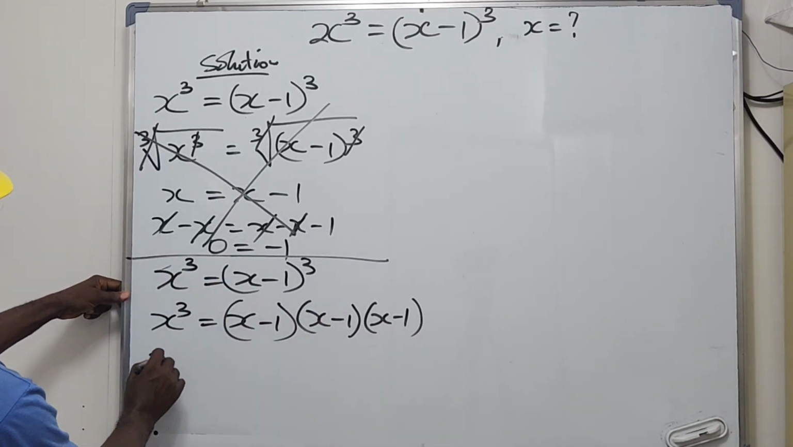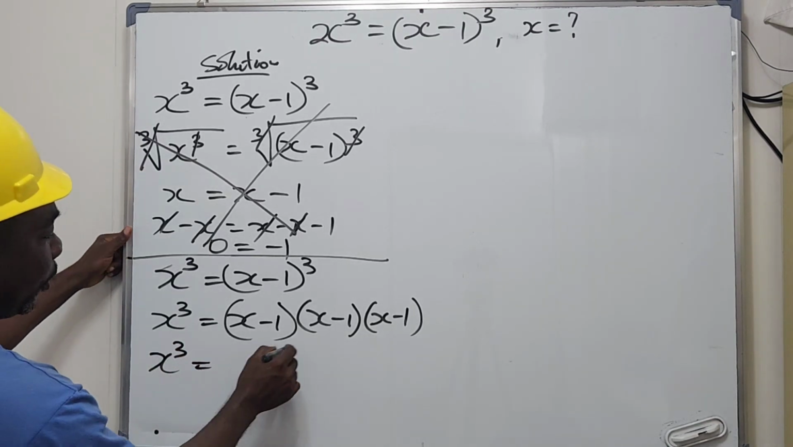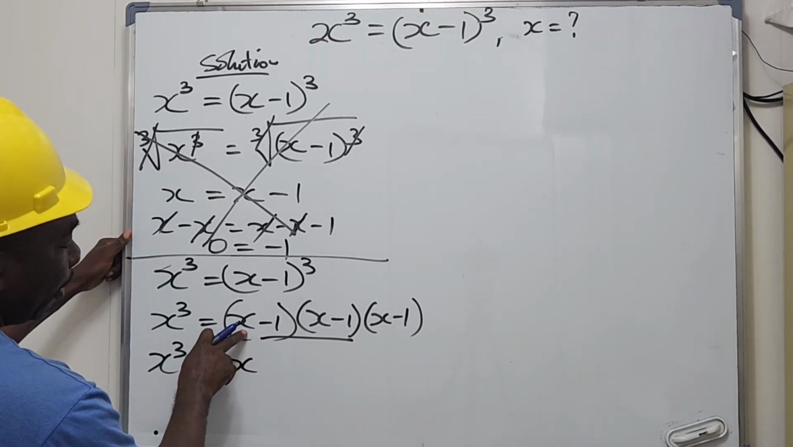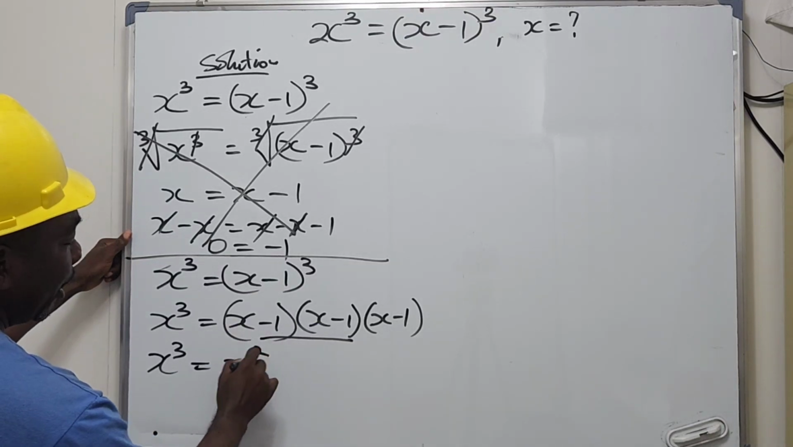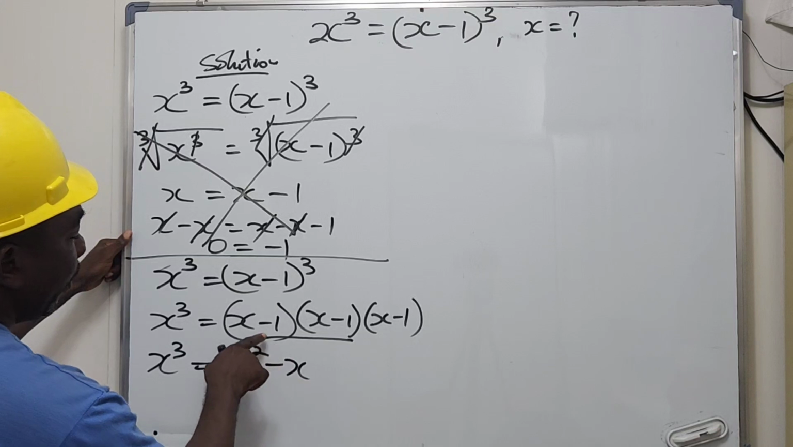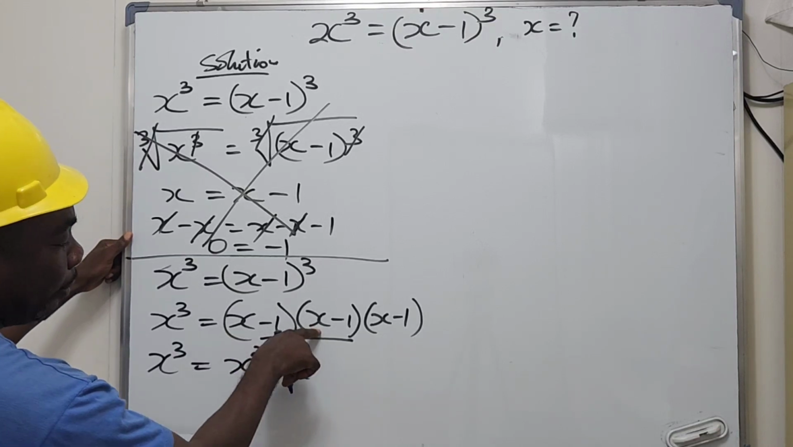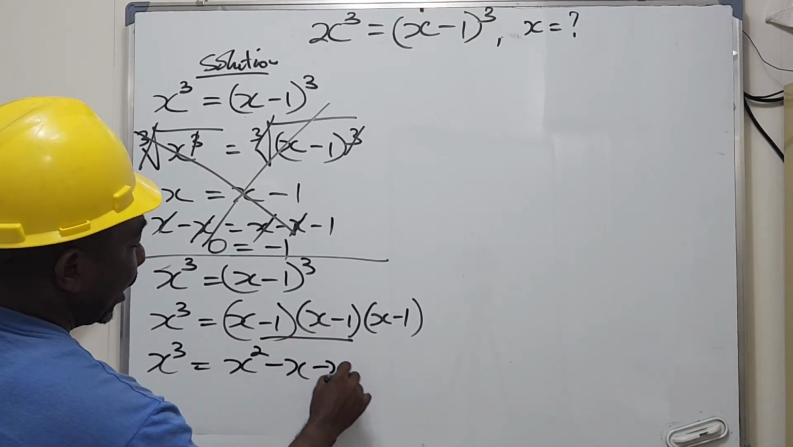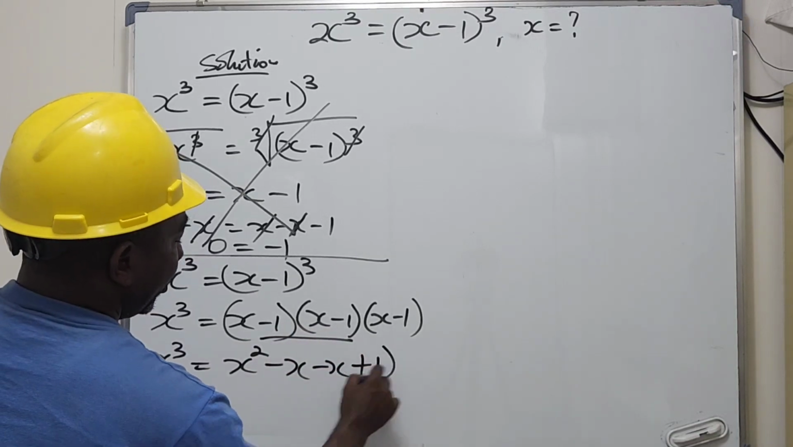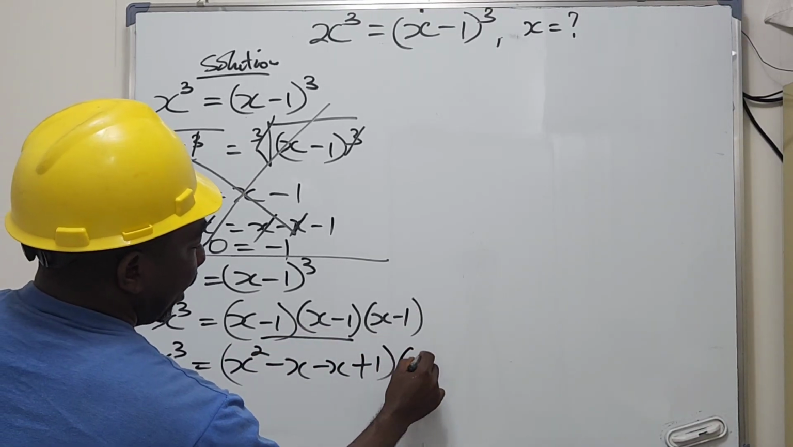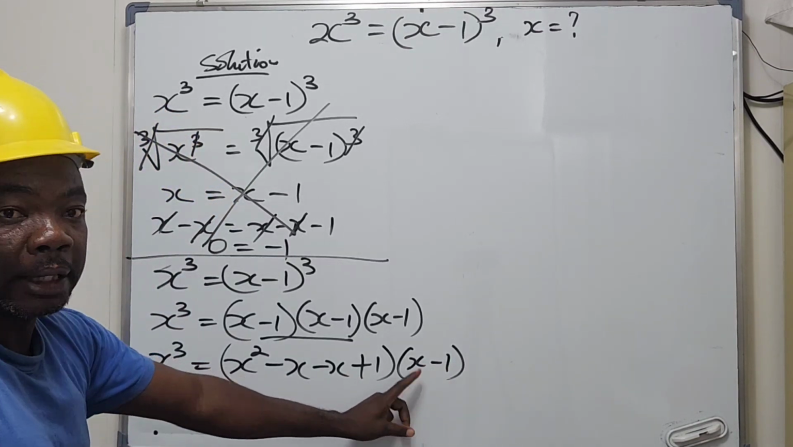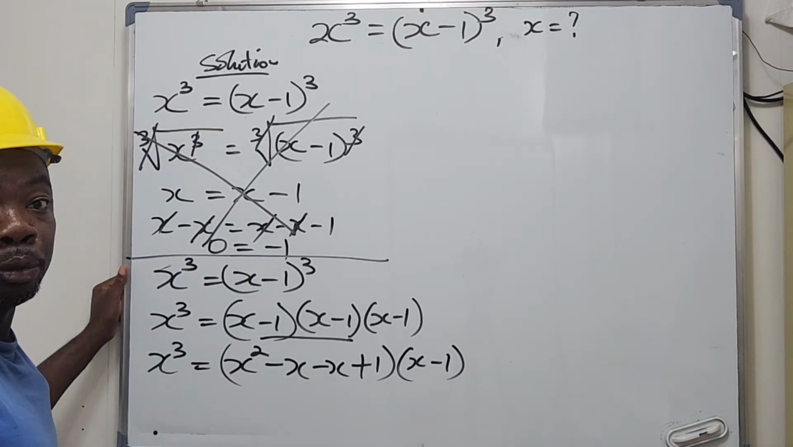So this will become x to the power of 3 equals, let's do this. We have x. When we multiply x times x, we have x to the power of 2. X multiplied by minus 1, we have minus x. We have minus 1 multiplied by x, we have minus x. So we have minus 1 times minus 1, we have plus 1. So we still have x minus 1.